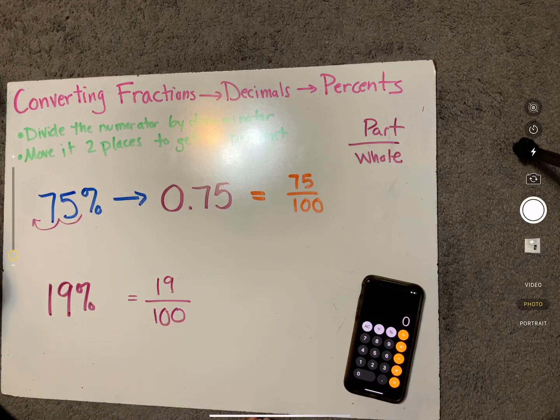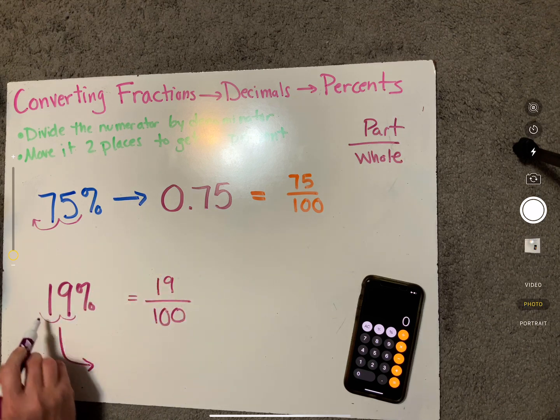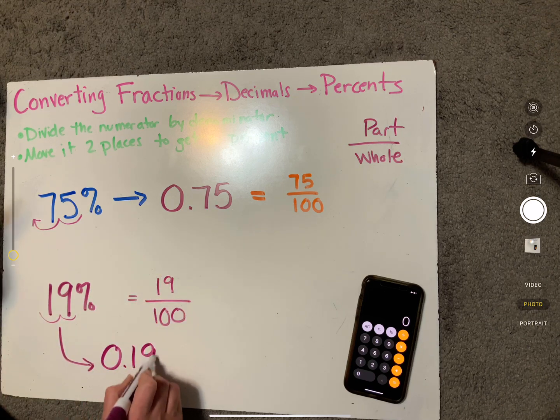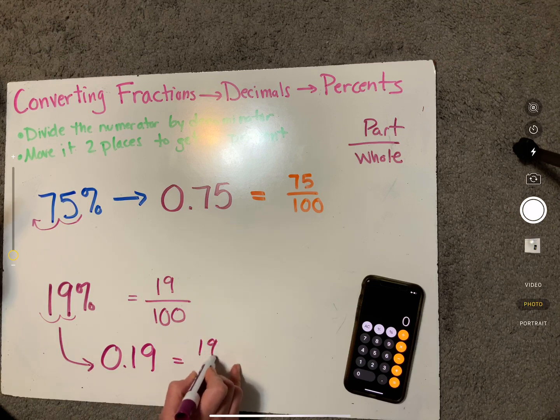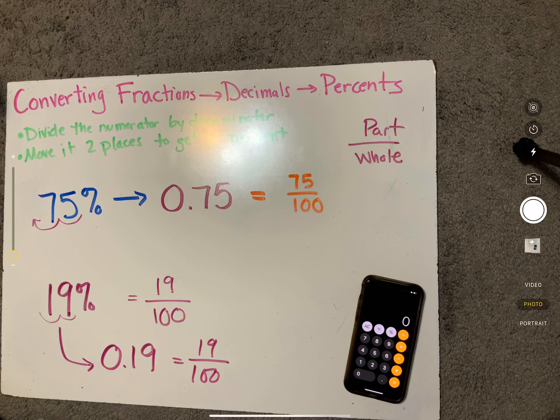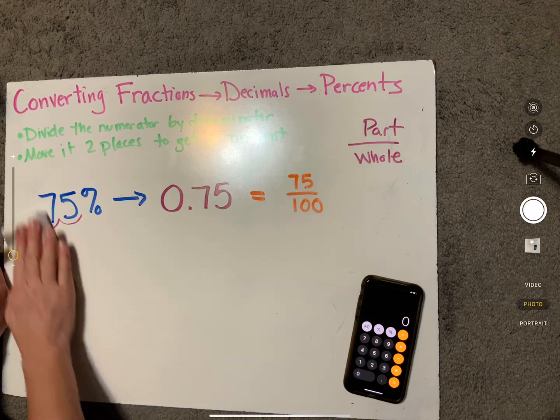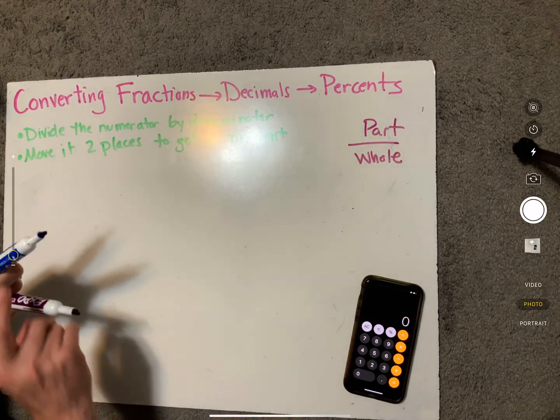And the 19 is just the part that we're talking about. So if I were to do it the other way and make it into a decimal, right? This would be 19 hundredths, which is 19 hundredths. So you can see that it's the same, right? Okay, let's do one more like that and then we'll be done.